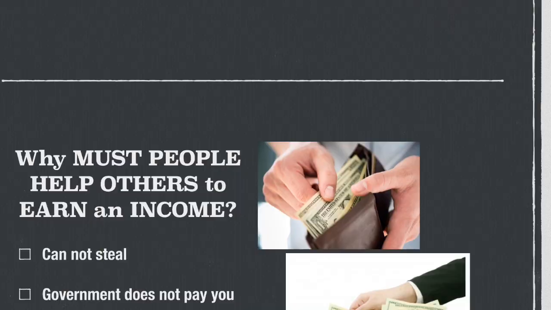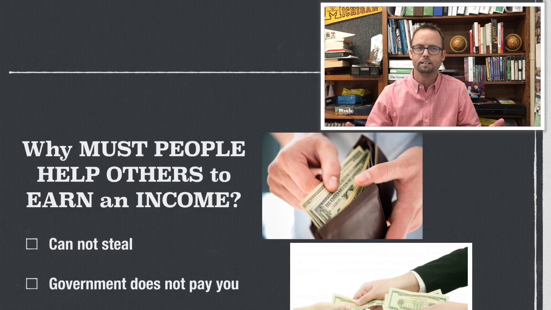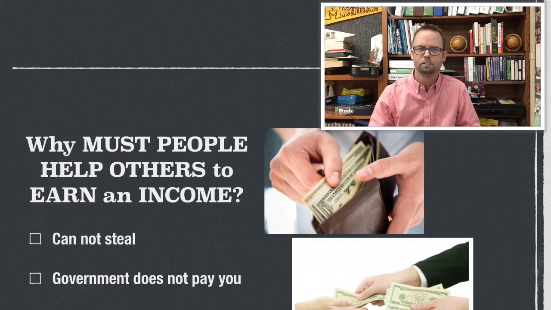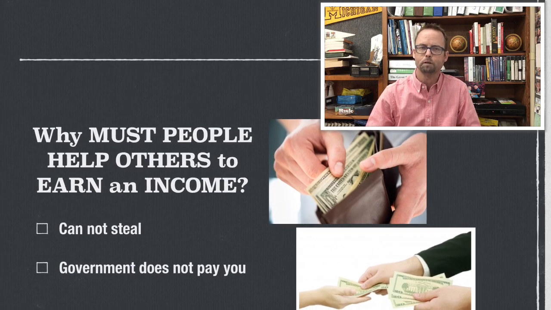And that brings us to key element 7. People earn an income by helping others. So why must people help others to earn an income? Well, in a free market economy, you can't steal, and the government's not going to pay you. The only way to earn an income is by persuading people to give you their money.